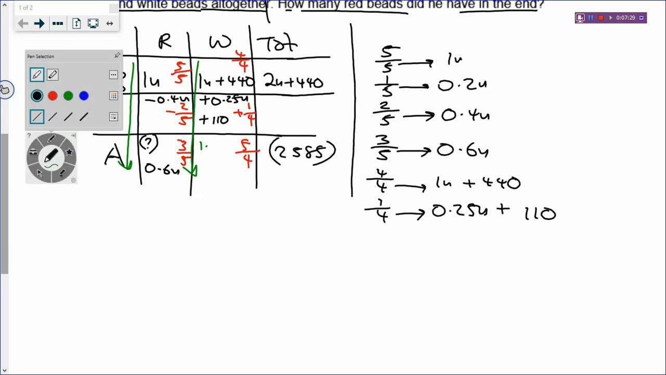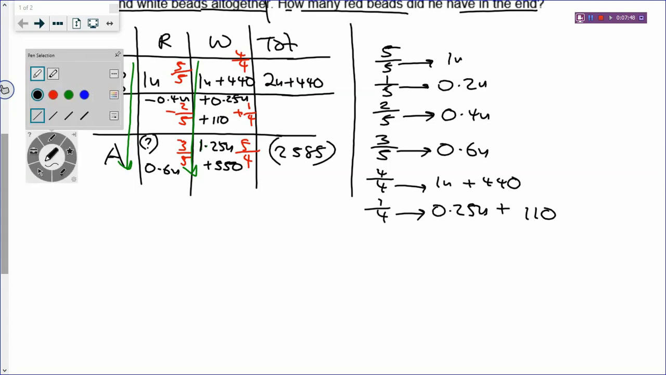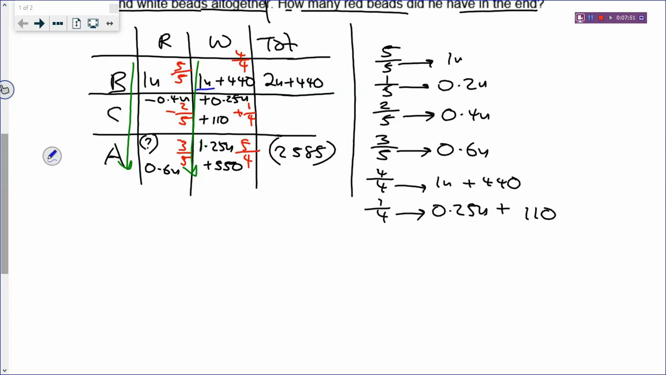Okay, let me just change color. So 1.25 unit, and then your 440 plus 110, that will be 550. So you may want to take some time to think about how to get this number in the box. So you go down, your table goes down. So look at 1 unit. Okay, let me use a blue pen, or blue highlighter. 1 unit plus 0.25 unit, you get 1.25 units, right? 440 plus 110 gives you 550. That's how you get the number in the box.